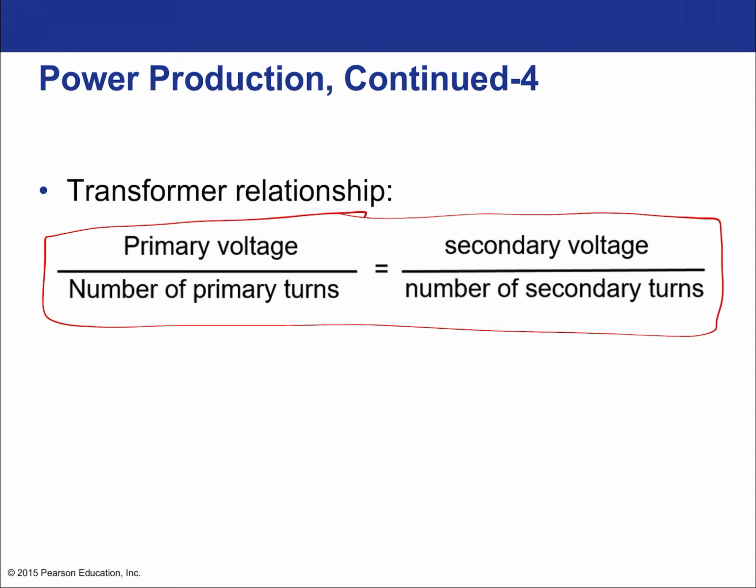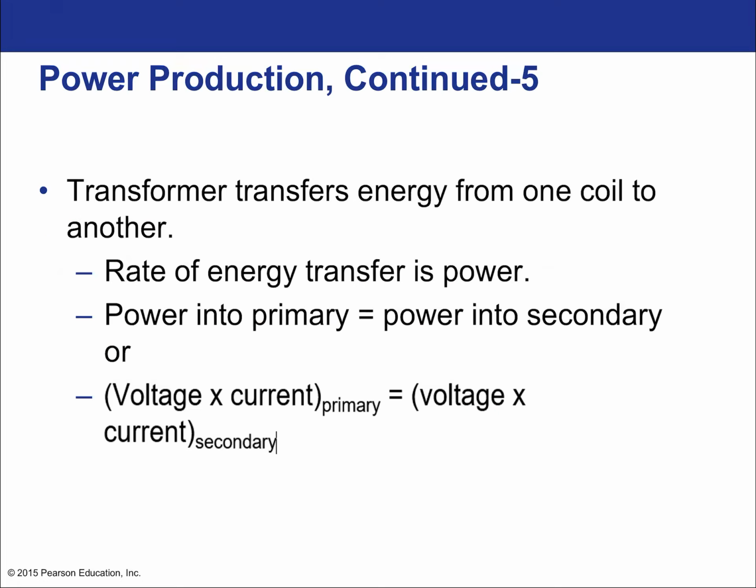So here's the formula, really the only formula from the chapter, which you can think of as the transformer relationship or the transformer formula: primary voltage over number of primary turns equals secondary voltage over number of secondary turns. Okay? So that allows you to solve for the change in voltage if you're given the number of turns, or you can solve for the number of turns if you have a desired change in voltage that you're asked to find.